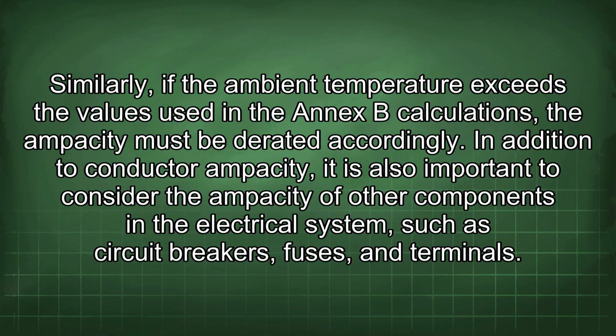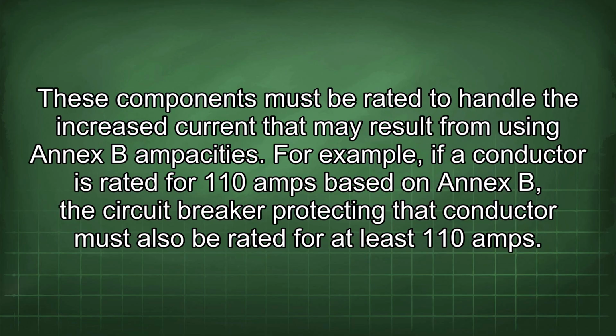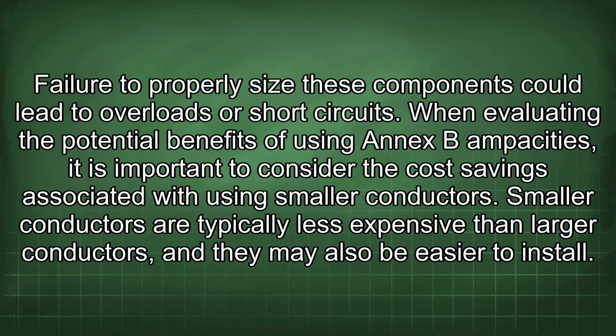In addition to conductor ampacity, it is also important to consider the ampacity of other components in the electrical system, such as circuit breakers, fuses, and terminals. These components must be rated to handle the increased current that may result from using Annex B ampacities. For example, if a conductor is rated for 110 amps based on Annex B, the circuit breaker protecting that conductor must also be rated for at least 110 amps. Failure to properly size these components could lead to overloads or short circuits.